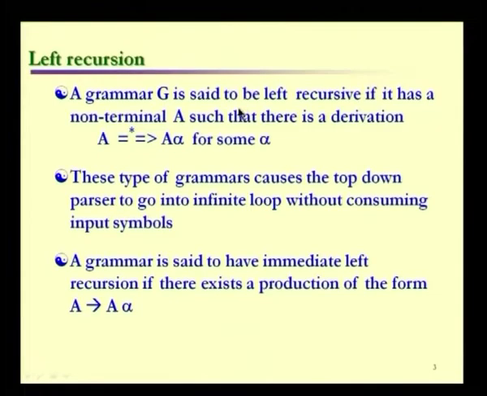Now we shall see what the meaning of left recursion is and how it is going to be eliminated. A grammar G is said to be left recursive, that is, you are given a context free grammar and we call that grammar left recursive, if it has a non terminal A such that there is a derivation of the form A derives A alpha for some alpha. Here A is a variable and alpha is any sentential form having a combination of variables and terminals, one or more, or even including epsilon.